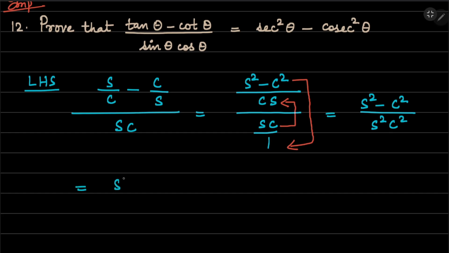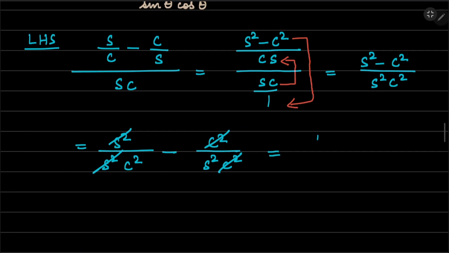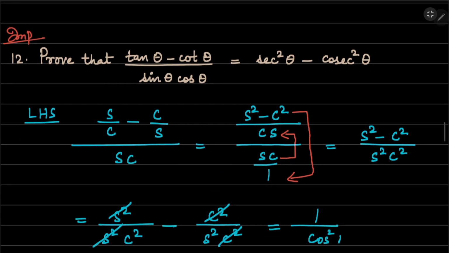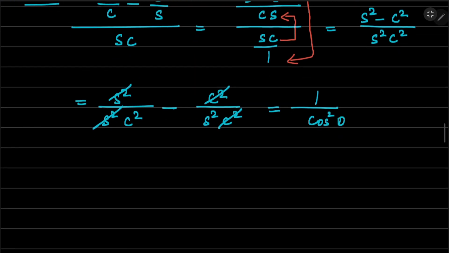So what I can do is I'll just split it up. Sine square divided by sine square cos square minus cos square divided by sine square cos square. So cos square gets cancelled, sine square gets cancelled, and what is left is 1 by cos square theta minus 1 over sine square theta.